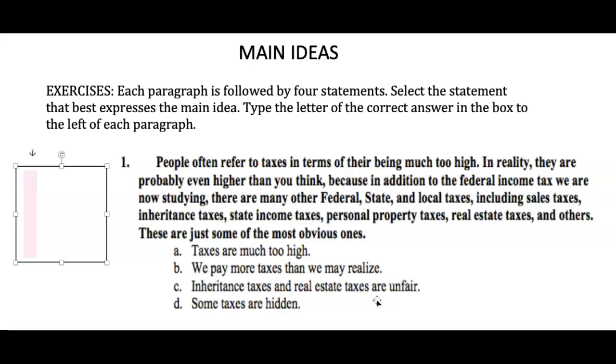Okay. So the first line says that taxes are much too high. People complain because they think taxes are much too high. However, in that next sentence, they're telling us that they're even higher than we realized, right? And then they go into all of the different taxes that we pay. And those are the ones that are just like out there. I don't think they really say anything about taxes being hidden. They don't say anything about taxes being unfair in that paragraph. So as we've worked our way through it, B is the most obvious answer. The main idea of that paragraph is we pay more taxes than we may realize. So I would type B in this box.